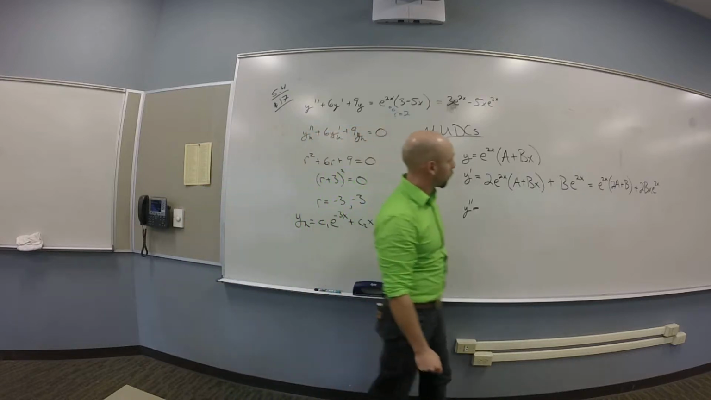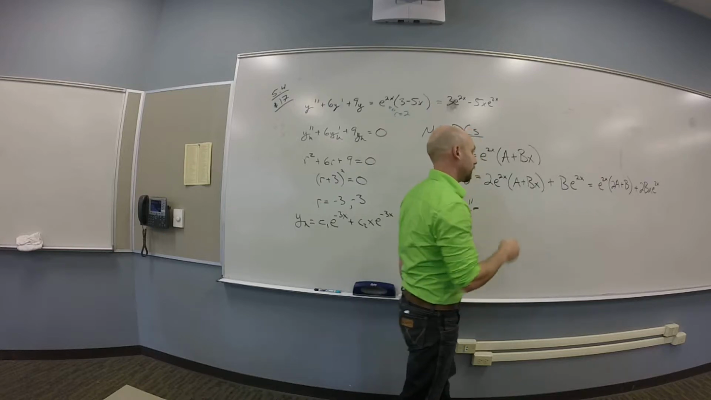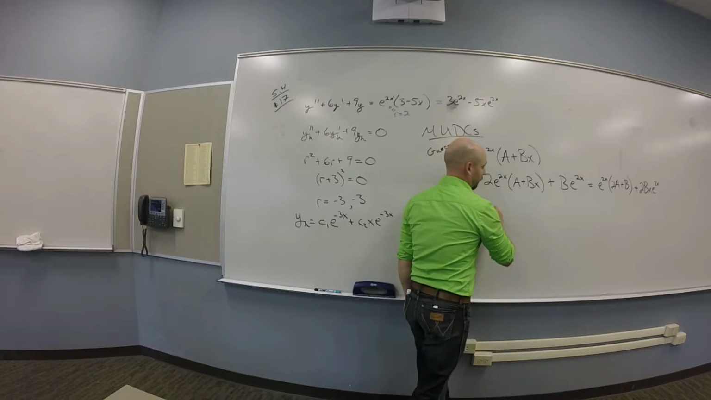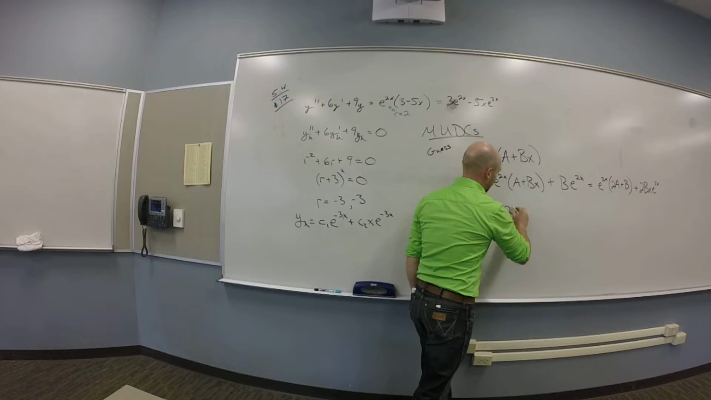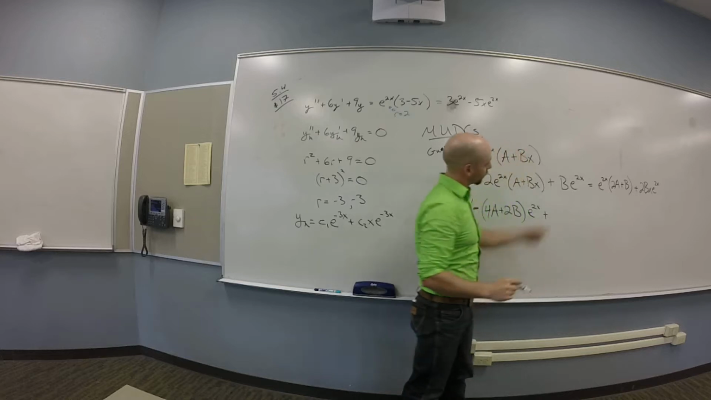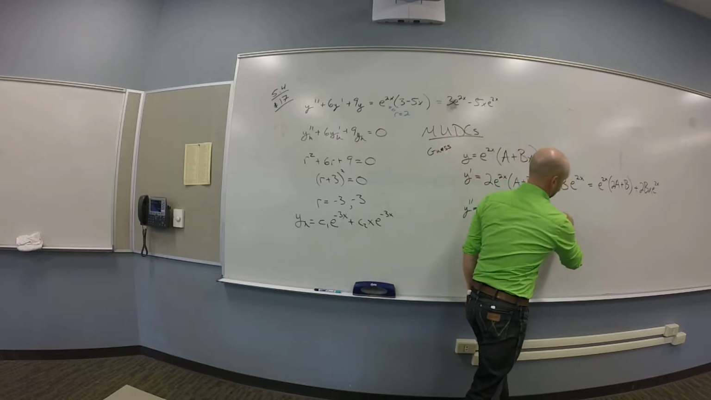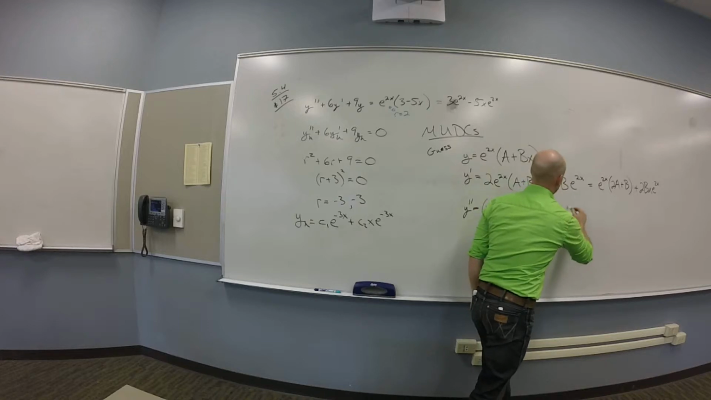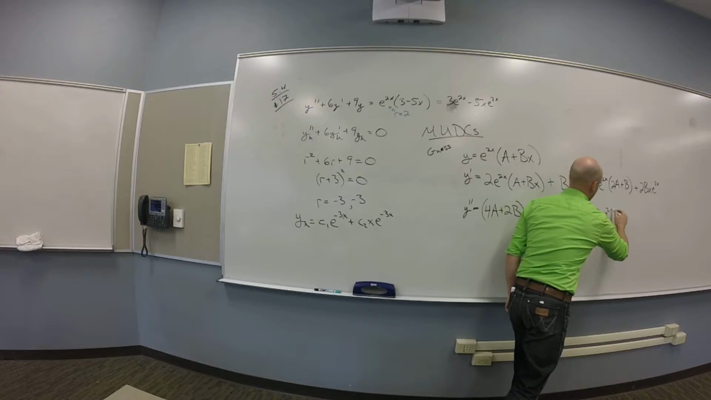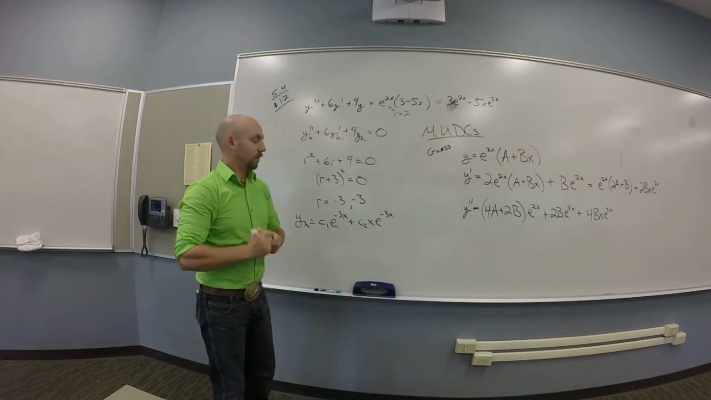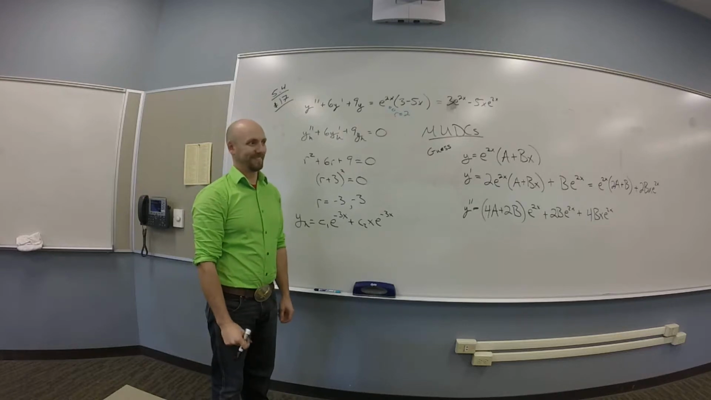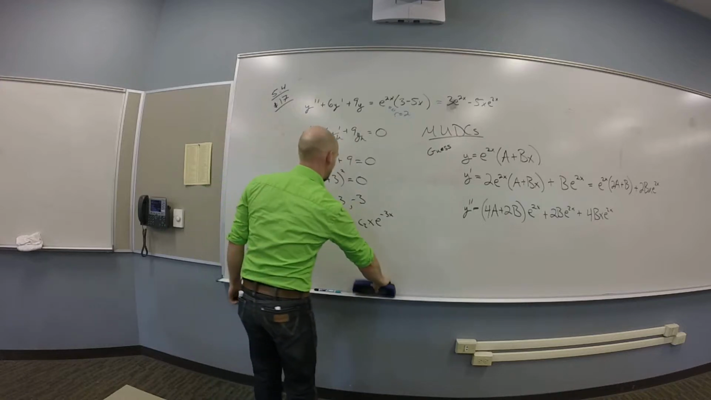Let's see, so I guess I started this. So I want y double prime. So I think I got 4a plus 2b times e to the 2x. And then this guy needs a product rule, so I got 2b e to the 2x plus 4bx e to the 2x. Okay, and then what do I do with all this stuff?